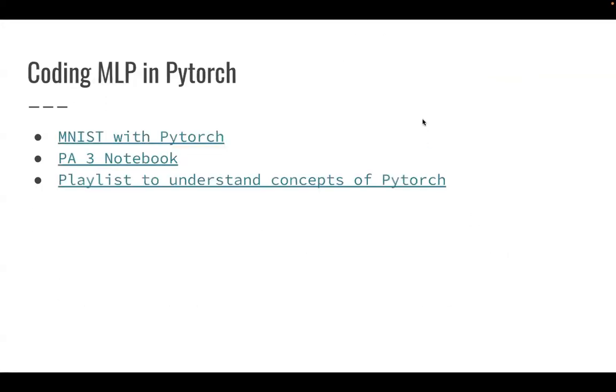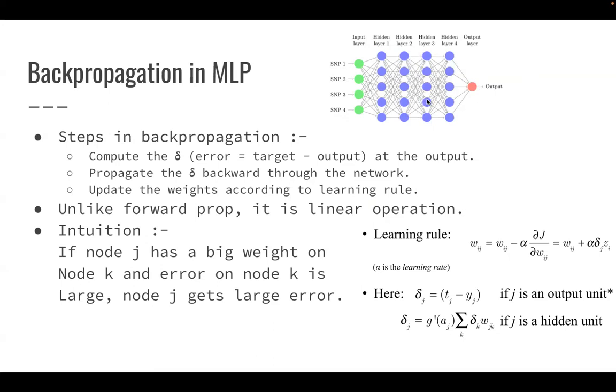The error at an arbitrary node J depends on all the nodes to which it is connected, and it's given by this formula. Now, it might seem a bit complex, but what it's basically saying is the error at this node is the error on all the nodes that it is connected to, multiplied with their corresponding weights. And at the end, we multiply with the input of this node.